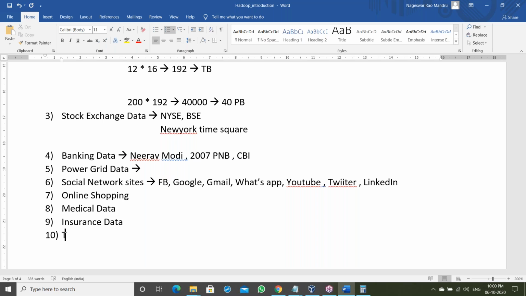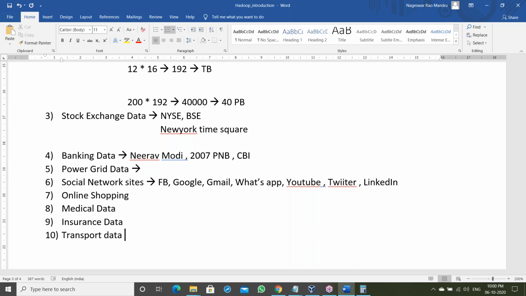Next, transport data. Suppose Indian Railways: many passengers travel every day, and all the passenger information has to be maintained. Not only 1 year of data but all the years, maybe 10 or 20 years. Yes, all these are big data examples.